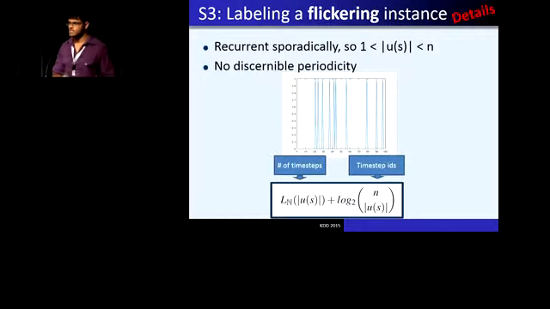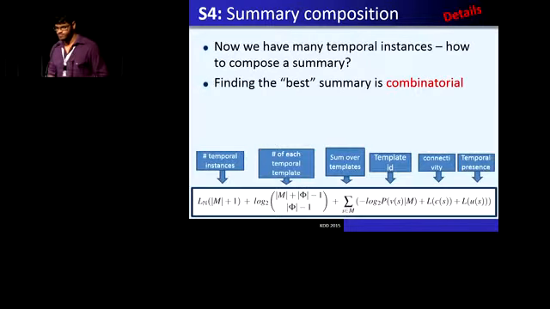For a flickering instance, we have no idea what's happening here. This could be any kind of sporadic occurrence. There's no discernible periodicity, but what we need to encode here is the number of time steps and the IDs at which they occur. This is essentially a lossless model because we don't make any mistakes by virtue of encoding it exactly as is.